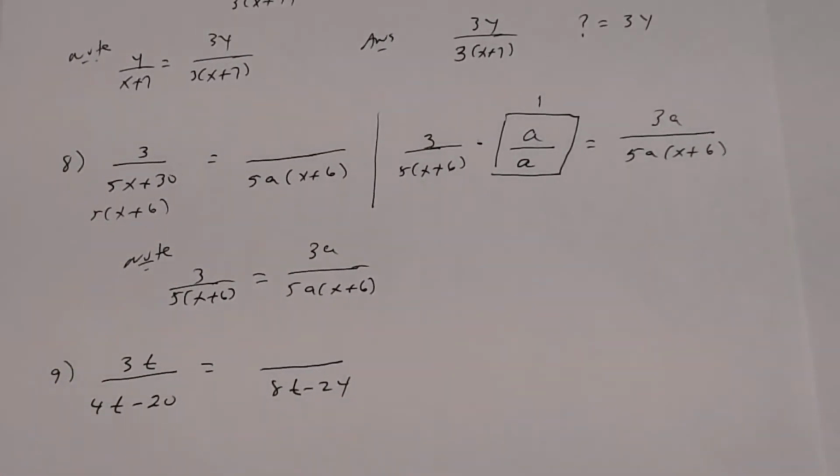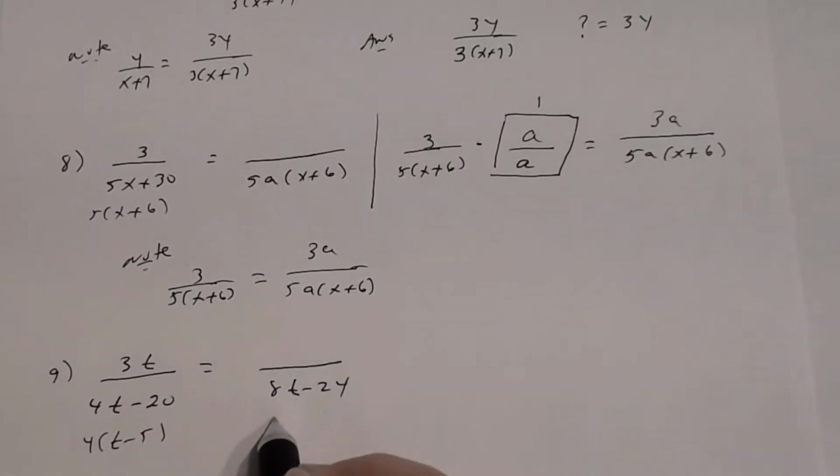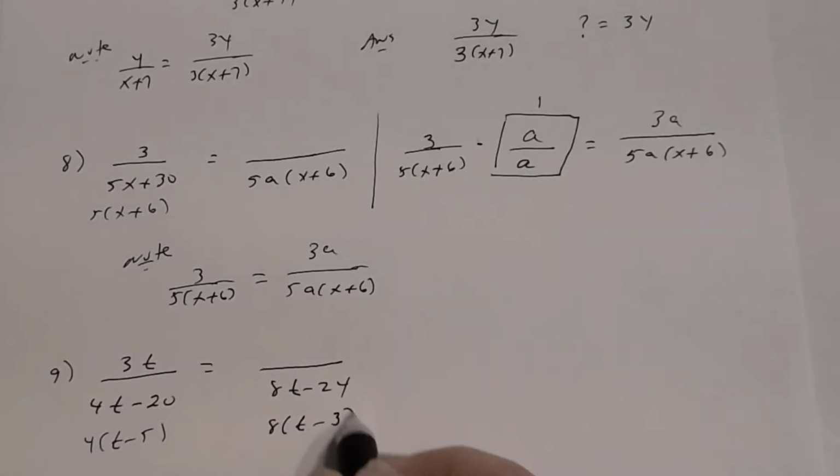So number 9, you have these two rational expressions. You want to write this rational expression to have this denominator. So that's what you're interested in. Notice that those are polynomials with more than one term. Sometimes I'll say those are multi-term polynomials. So here I can factor out a 4. So let's go ahead and do that. So I get 4 times t minus 5. And then here I can factor out an 8, right? So I get 8 times t minus 3. All agree?